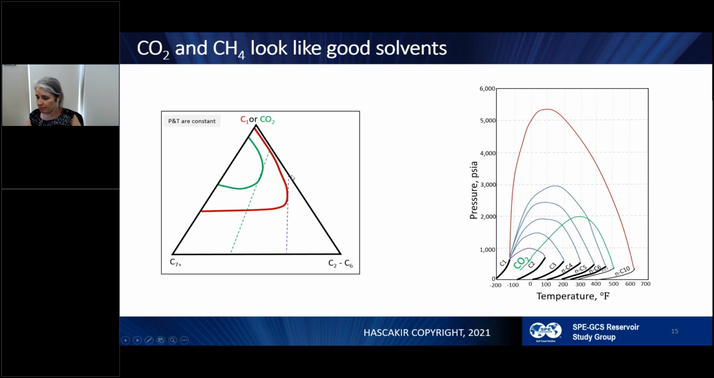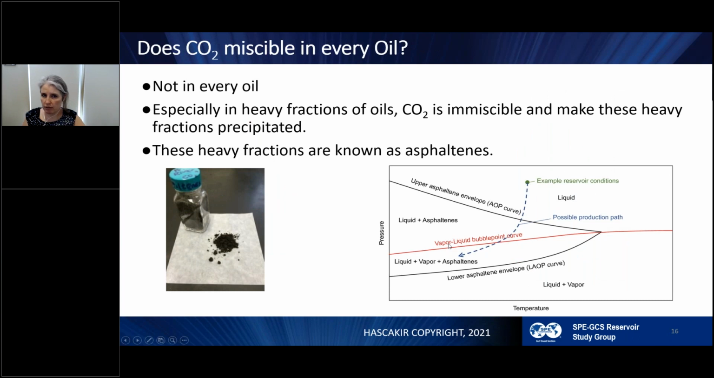Okay. So we started to talk about oil, real oils, and these are not real oils, just giving us an idea of how difficult miscibility is with these two greenhouse gases. So if I go into the real oil, carbon dioxide seems better than methane, but can I still maintain miscibility with carbon dioxide? Actually, not in every oil. Especially in heavy fractions of oil, carbon dioxide is immiscible, and it is creating another phase under the ground.